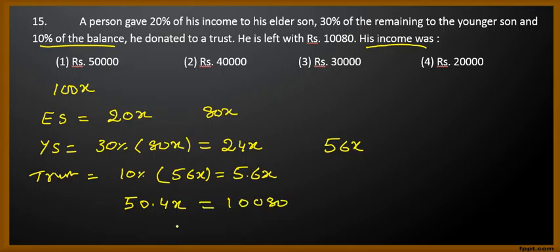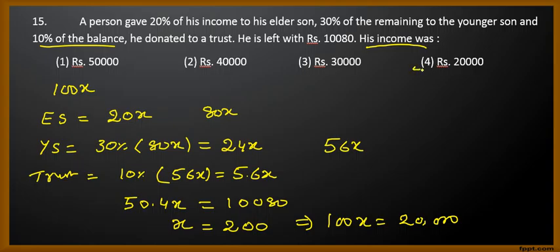But what is the leftover with the person now? 10,080. So on simplification, x equals 200. What is the question asking us to find? His income. What is his income? 100x. So 100x equals 20,000, which is option 4.